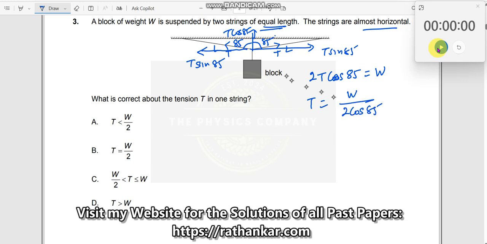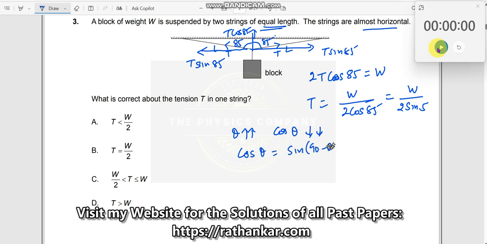Now I have just taken an angle because it's almost horizontal, right? 80 or 85 you can take. Now whenever the value of theta increases, your value of cos theta will decrease. So when you say cos 85, this is nearly equal to 2 times W into 2 times sine 5. Why is it sine 5? We know that cos of theta is equal to sine of 90 minus theta. So if I take cos 85 here, I get sine 5. Put theta equal to 85, I get 5 over here.